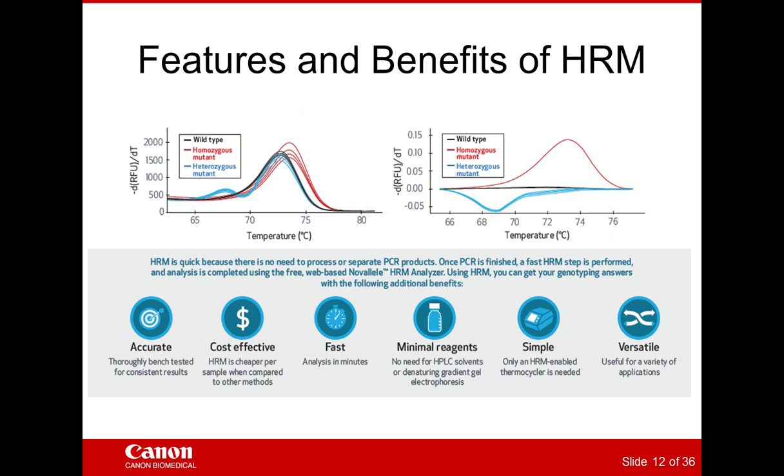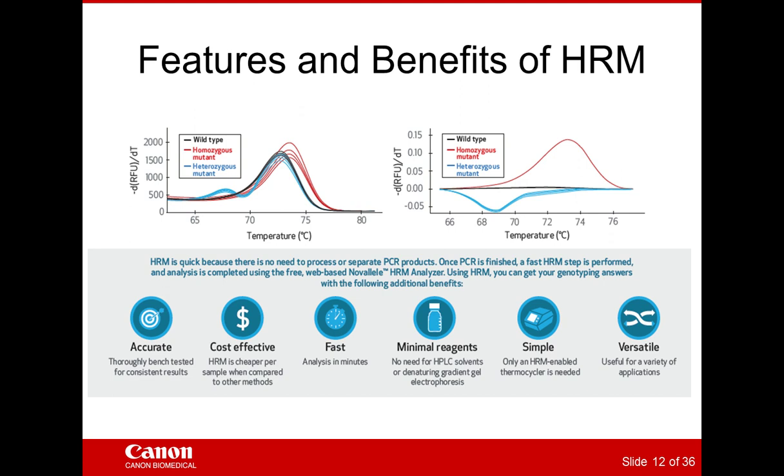There's many features and benefits of high-resolution melting. The first thing I'll touch on is really just kind of what it looks like. So in the top left graph here, you see 3 different species of samples. So the black curve is the wild type, so non-mutated. The red curve is a homozygous mutant sample, so both alleles are mutated. And what you see here is just they both have a similar shape. It's one melt domain, and you just see a shift in the temperature in which it melts.